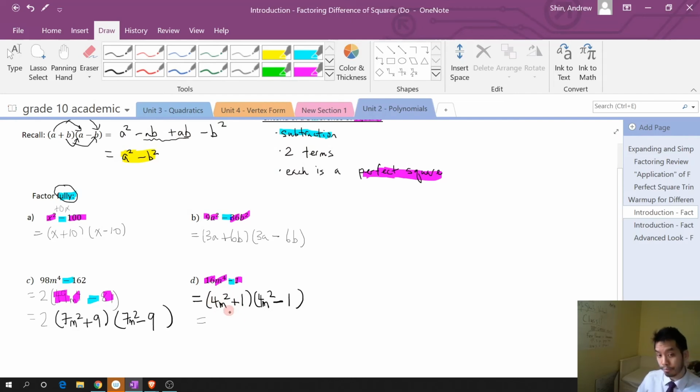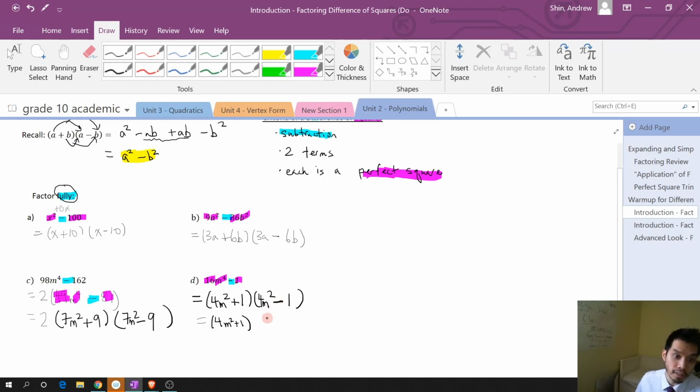This is two terms. So it looks like a difference of squares because this is a perfect square, this is a perfect square, this is a perfect square as well. But this is not a difference of squares. This is called a sum of squares, and you cannot factor that. So we leave it alone. But right here, 4 is a perfect square, m squared is a perfect square, 1 is a perfect square, and this is a difference of two perfect squares.